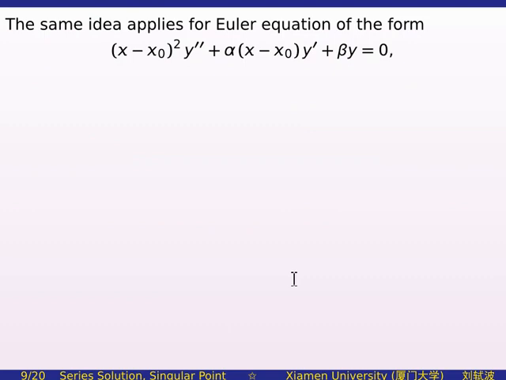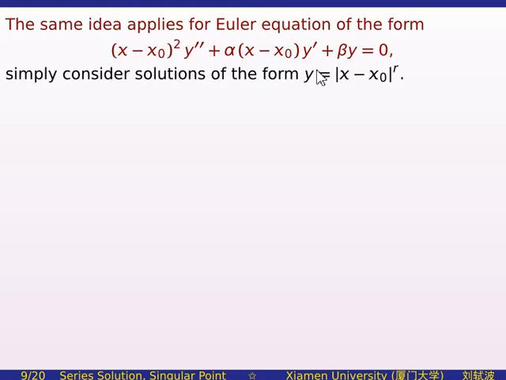Now, we consider another modular Euler equation. That is an equation of this form. It is not x squared but (x minus x0) squared. So the singularity is x0, because p(x) is (x minus x0) squared. It is 0 when x equals x0. Okay. So for this equation, you can study it similarly. Simply consider a solution of this form: the absolute value of x minus x0. Okay, so I will not waste time on this topic.